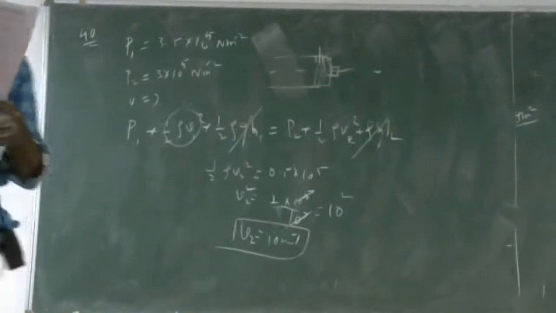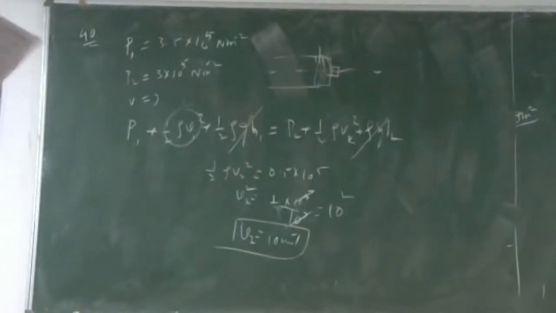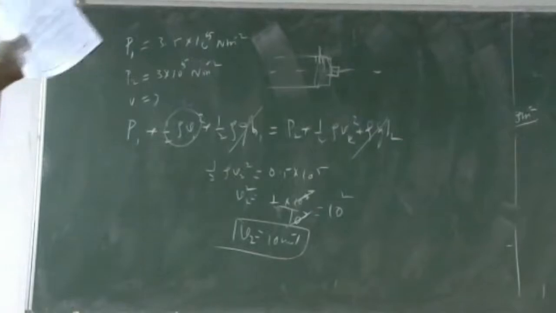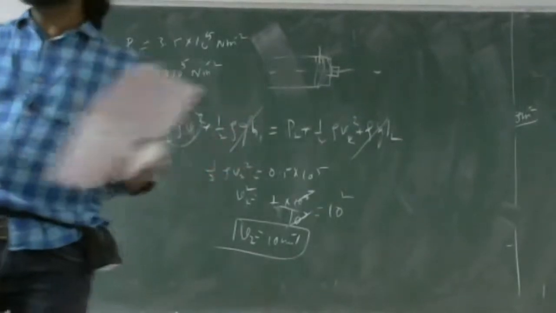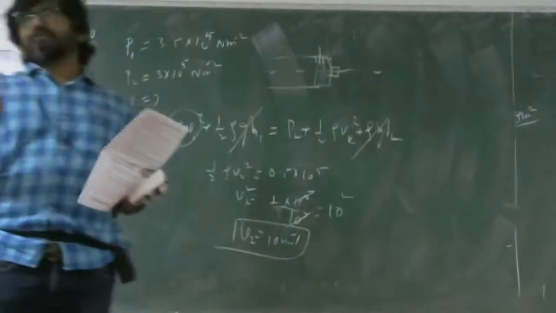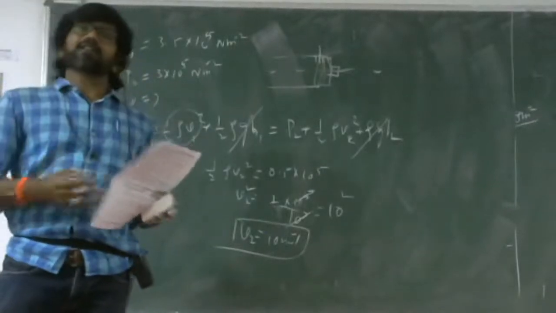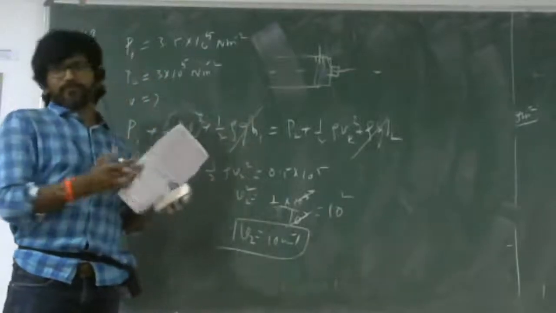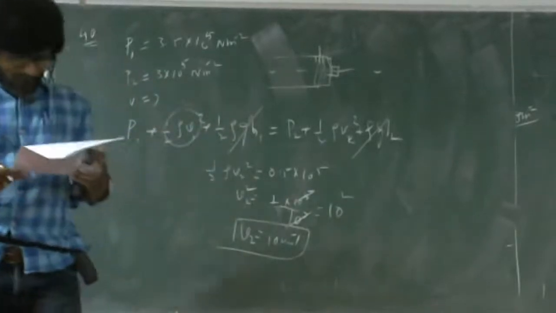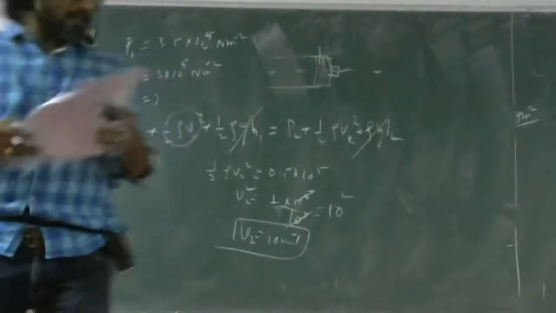You have to understand, by reading the question, what is given here and what you are asked to find, and which relation you have to use. To understand that, you should have enough idea of how to deal with the question. Okay. Next, question number 39.